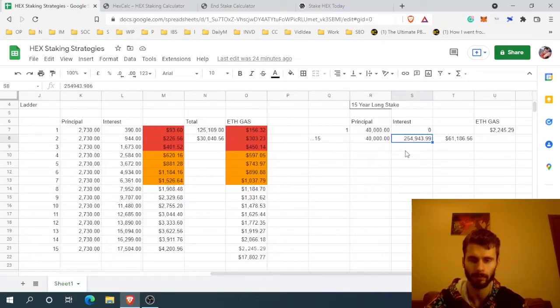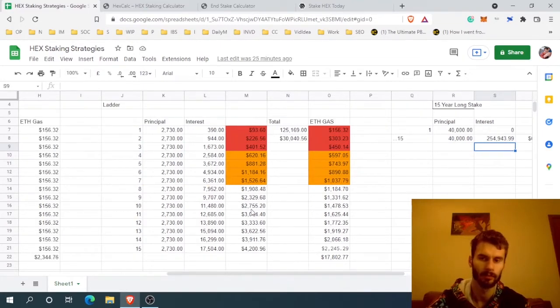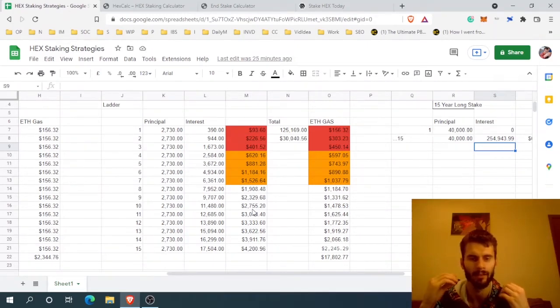And if the Hex price would go parabolically to insane heights, you would have that insane rush to unstake it, and that's not really that good for you. But with a Hex ladder, you're kind of getting the best of both worlds, as you're also having very long stakes and you're also having stakes ending every single year and making you interest.